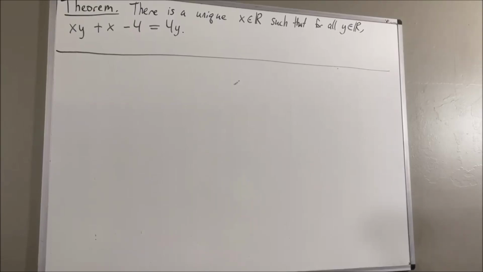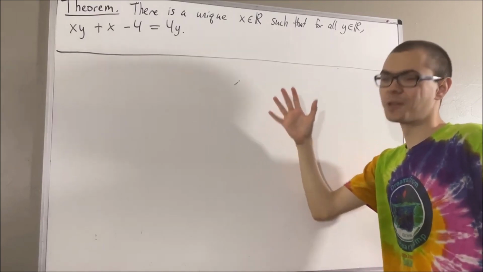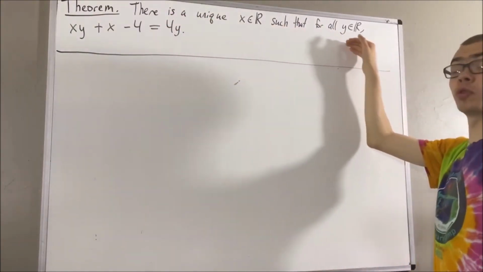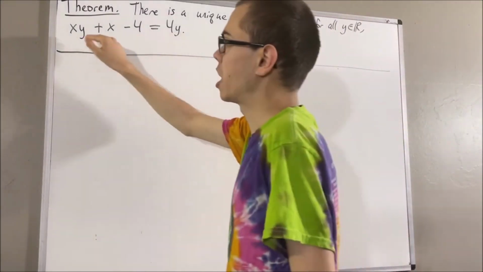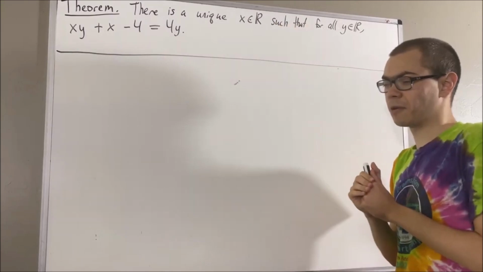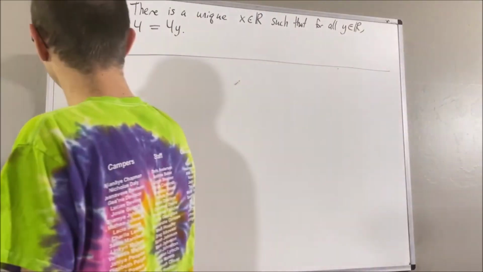Hello! In this video, we're going to prove the following theorem. Well, hopefully. There is a unique real number x, such that for all real numbers y, xy plus x minus 4 is equal to 4y. Okay, now, I haven't done this proof yet, so let's start off with scratch work.